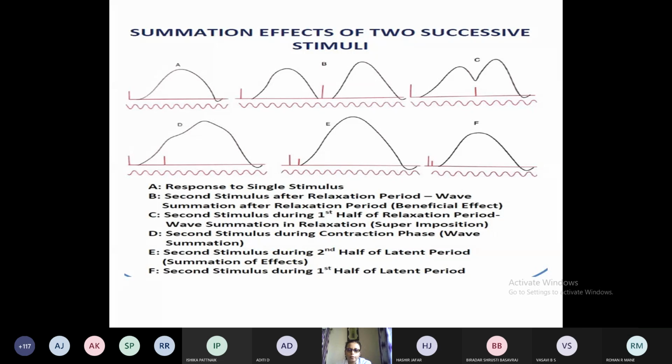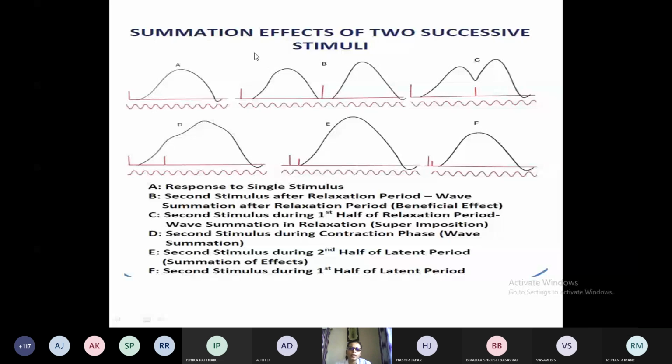So the first thing: why is there a necessity of this graph? Why is the summation effect necessary, and what are the benefits of successive stimuli? What is the benefit of summation? So you have learned the summation property in nervous physiology. So before that, I would like to tell what is meant by summation.